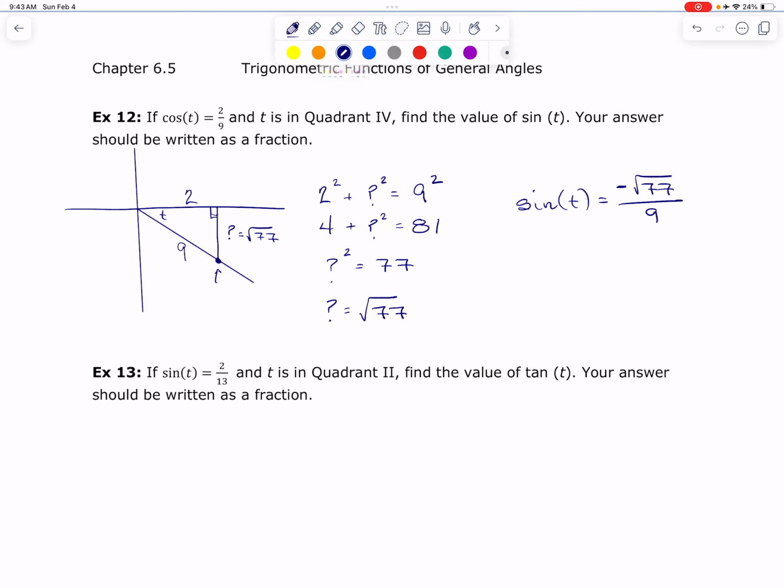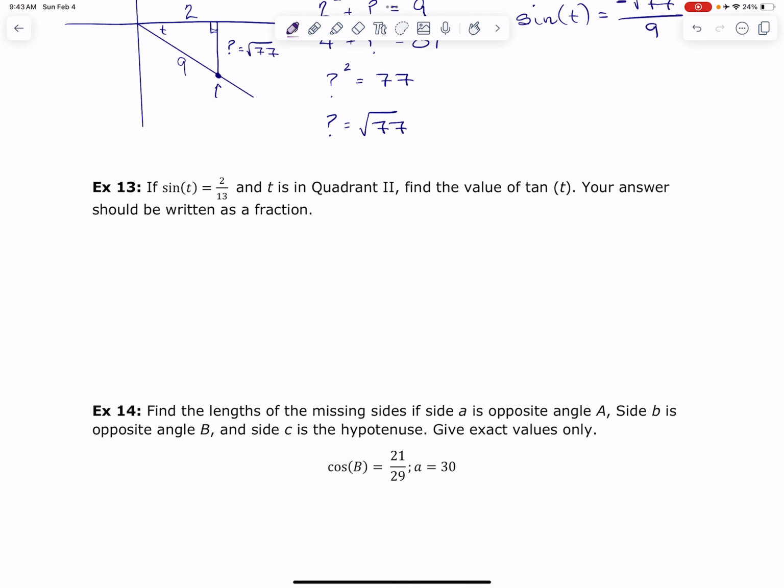Let's get out of this dark blue. Sine of t is 2 over 13, and t is in quadrant 2. So again, quadrant 2 is over here. Here's my reference angle t. If sine is 2 over 13, that's opposite over hypotenuse. I can label those two sides of my triangle.